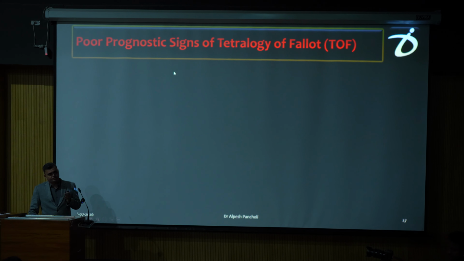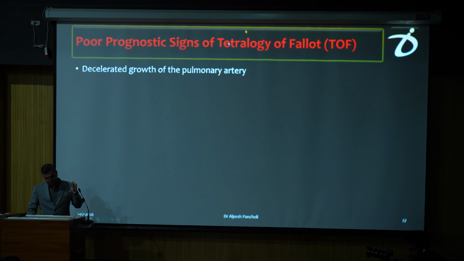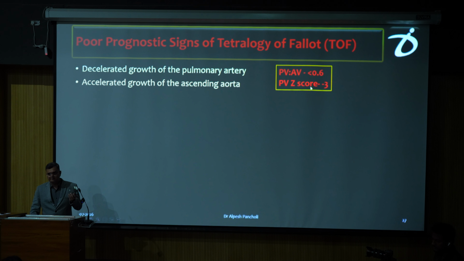What are the poor prognostic signs in TOF? If you see a TOF, you always do the sequential scan. On the sequential scans, if you see decelerated growth of the pulmonary artery, or an accelerated growth of the ascending aorta, or whenever we have a PV to AV ratio less than 0.6 or a pulmonary valve Z score less than -3, this is a poor prognostic sign.